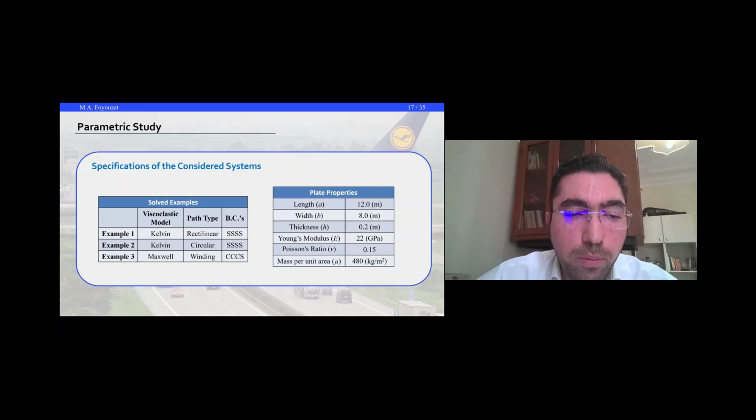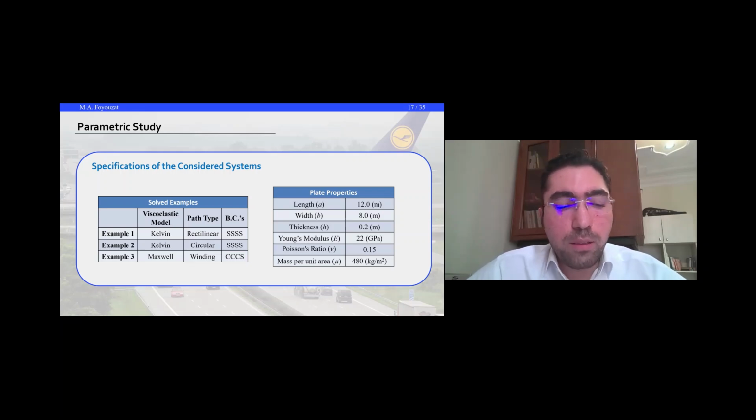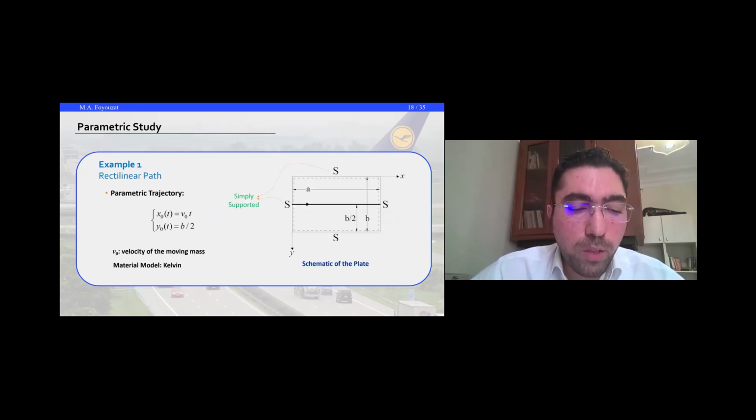To demonstrate the capability of the solution method, we have parametrically solved 3 different examples using this approach, the specifications of which are shown in the table on the left-hand side. The remaining constant plate specifications, such as length, width, thickness, and so on, are presented in the table on the right-hand side. In our first example, a mass moves along a straight path, as you can see, on the line y0 equals b half at a constant speed v0. Our material is of the Kelvin type.